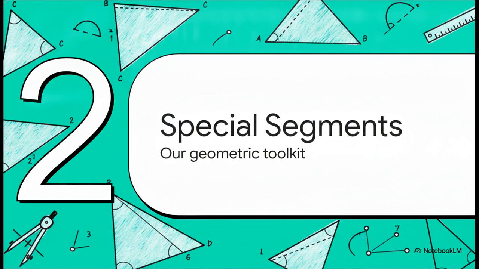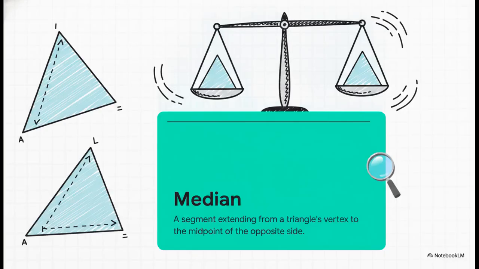Section 2. Triangle special segments. Think of this as opening up your geometric toolkit, using fundamental tools like points, segments, lines, and polygons to construct some really deep relationships. Let's pull out the first tool in our kit. A median is a segment extending from a triangle's vertex straight to the midpoint of the opposite side. Now, what's really interesting about this slide is that the median is all about balance. By hitting that exact midpoint, it perfectly halves that opposite side, splitting the triangle's area into two perfectly equal parts, no matter how weird or skewed the original triangle looks.